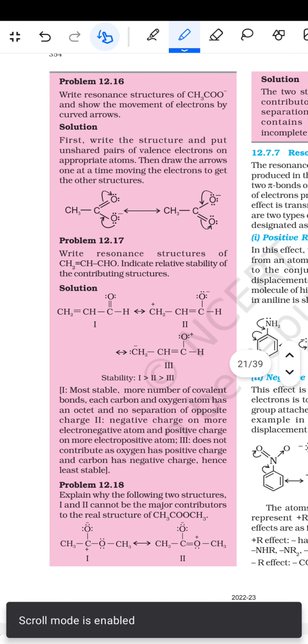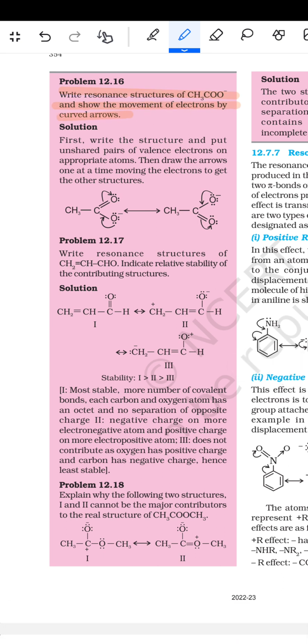Now problem 12.16: write the resonance structures of CH3COO⁻ and show the movement of electrons by curved arrows. So first write the structure and put unpaired pairs of valence electrons on the appropriate atoms. Then draw the arrows one at a time, moving the electrons to get the other structure. After that, write the resonance structures of CH2=CHCHO and indicate the relative stability of the contributing structures.